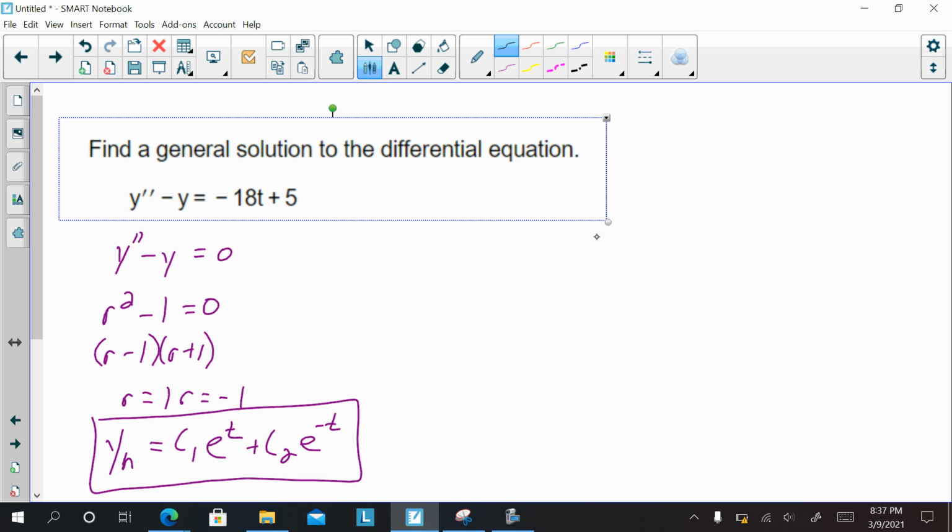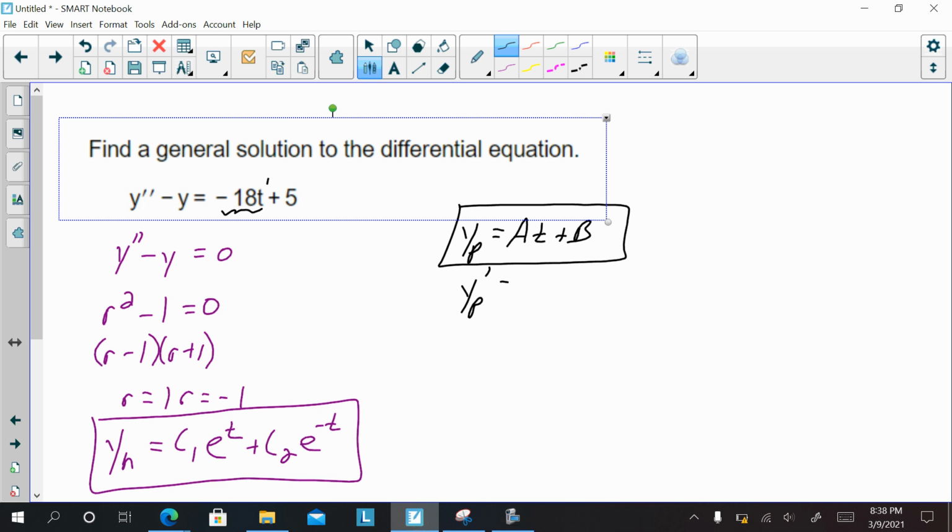Now for our particular solution, we need to figure out what the format is going to be. Since the right side has a polynomial, we need to take into consideration from t to the first power all the way down to a constant. So we could have a t to the first, and we could have no t's. So a constant with t to the first and no t's. So that's the format of our particular solution.